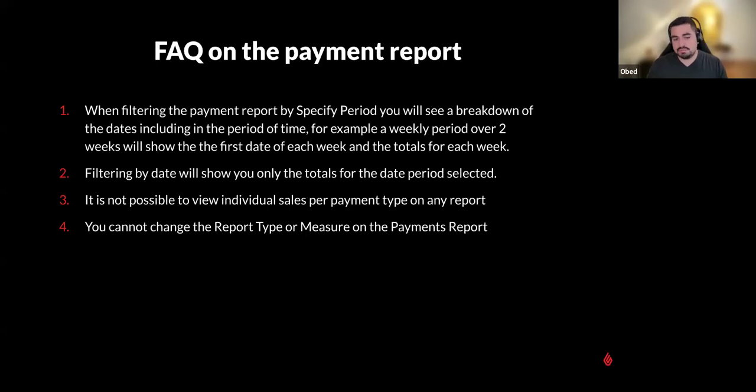It is not possible to view the sales themselves per payment type on any report. So that goes for the payment report, inventory report, sales report. All those reports, you can't necessarily go and see each of those sales. You would have to use the sales history for that. And you cannot change the report type or the measure on the payment report. Those will be automatically filled in for you.